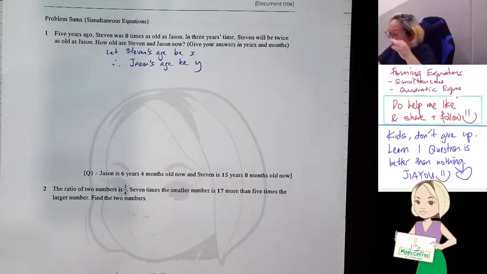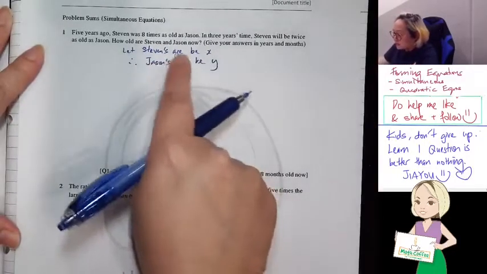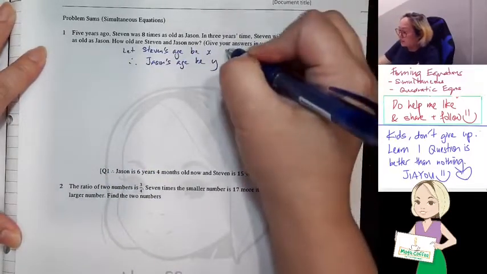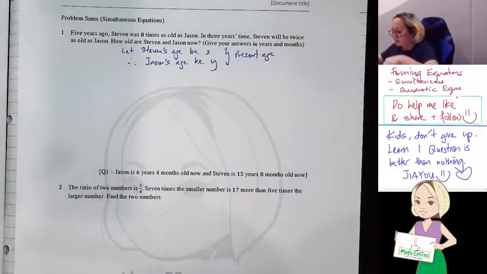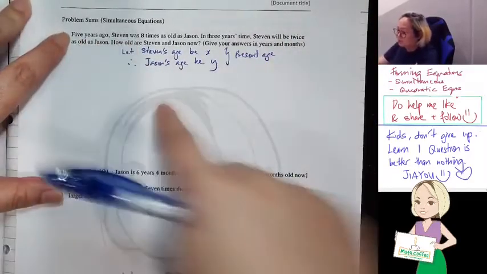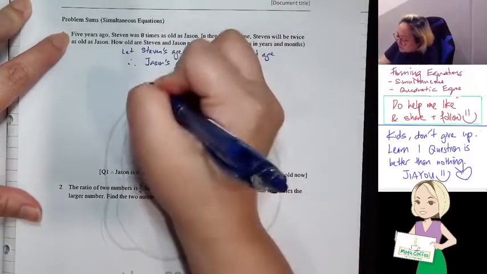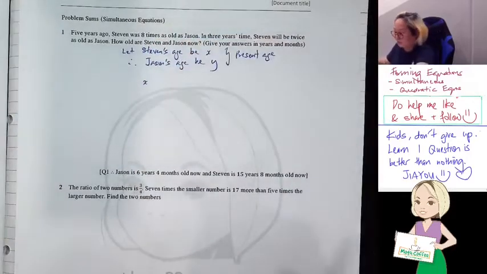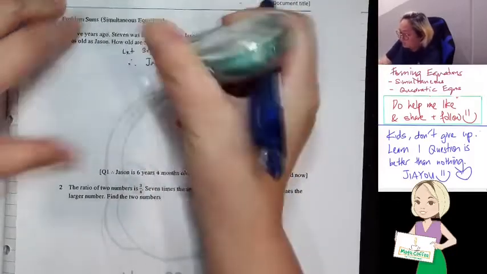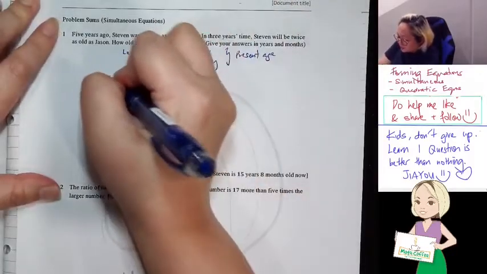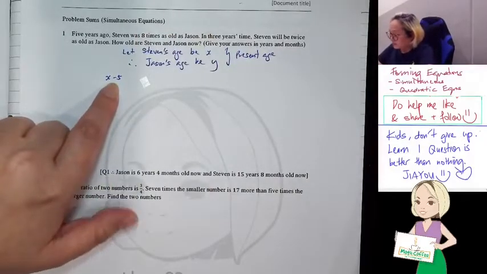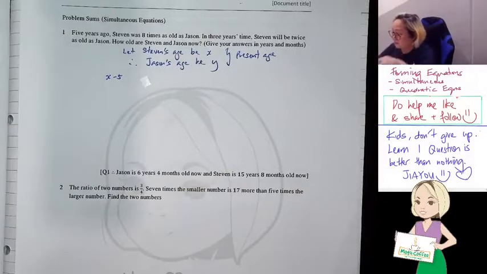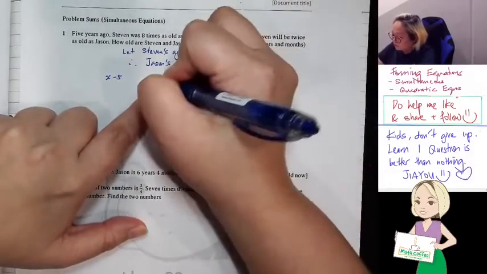Then they say 5 years ago, Stephen was 8 times as old as Jason. X and Y are the present age, take note, that means the age now. So if it's 5 years ago, Stephen will be X minus 5, and Jason 5 years ago will be Y minus 5.